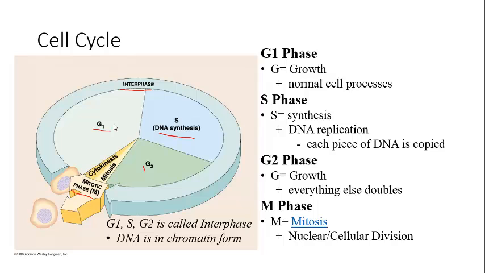During G2, the cell continues to grow and everything else in the cell doubles as it's preparing for the process of mitosis. If conditions are right, at the end of G2, the cell will enter mitosis. Mitosis is technically when the nucleus divides, and then cytokinesis is going to be when the rest of the cell divides, or the cytoplasm divides. The result of mitosis is two daughter cells that are genetically identical to the parent cell.